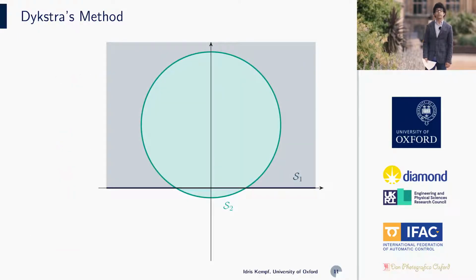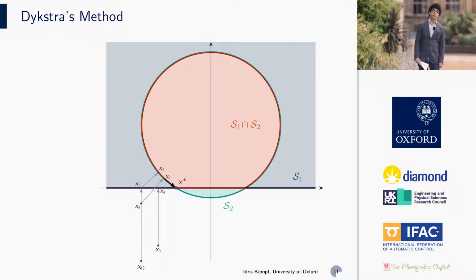This is a brief visualization of Dijkstra's method with two arbitrary sets, S1 and S2. The starting point is x naught and the orthogonal projection is x star. You will see that as the algorithm continues, we'll approach the orthogonal projection S star.